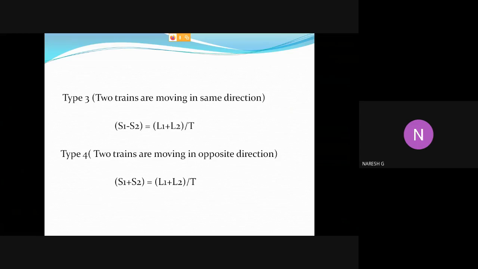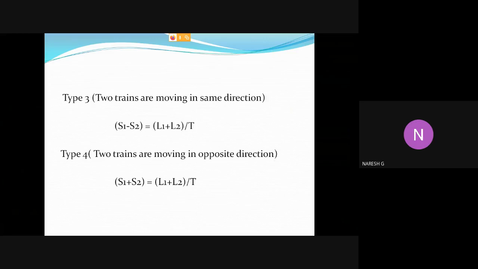Here maybe you will get a doubt that in both cases we are adding the two trains' lengths. Because whether two trains are moving in the same direction or in opposite directions, the two trains cross each other. So in that case, we have to add the two trains' lengths only.